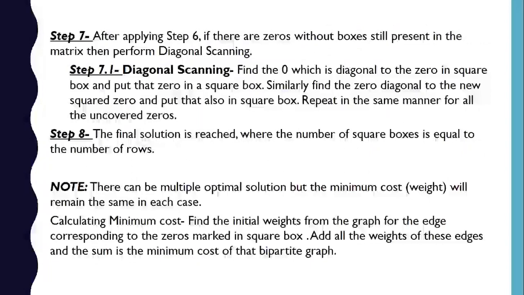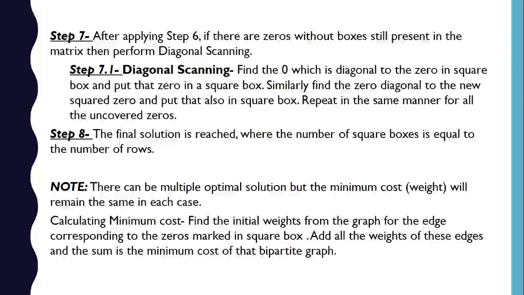After doing this, we see if finally the square boxes are equal to the number of rows. If still they are unequal, we perform diagonal scanning as stated in step 7.1. In this, we find all those zeros which are marked in boxes in that matrix and find any diagonal to that zero. This is a way of putting those zeros also into square boxes and similarly striking off the corresponding columns and rows horizontally and vertically.